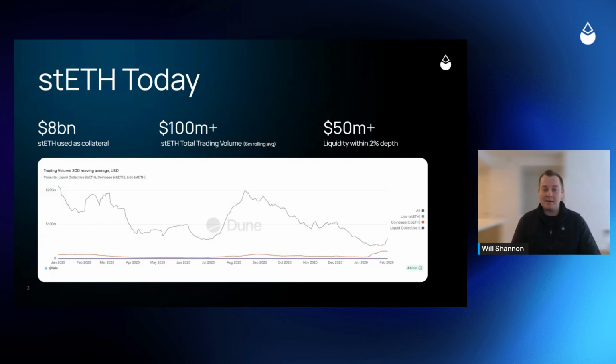stETH, and all these numbers are updated as of today, has already $8 billion of the token used as collateral across DeFi. And if you take in both the on-chain and off-chain trading volumes, the average daily trading volume for stETH is over $100 million with a rolling 6-month average. And there's $50 million of liquidity that's within the 2% order book depth. If we look at the chart below, and this is just the on-chain component, you can see that stETH has both reliably and sustainably been the largest LST by far.